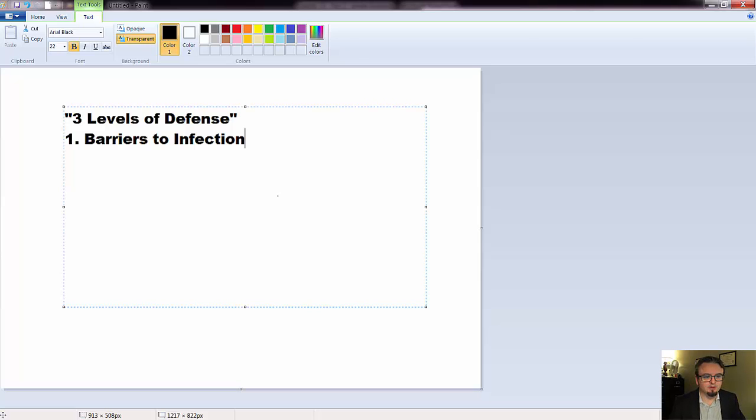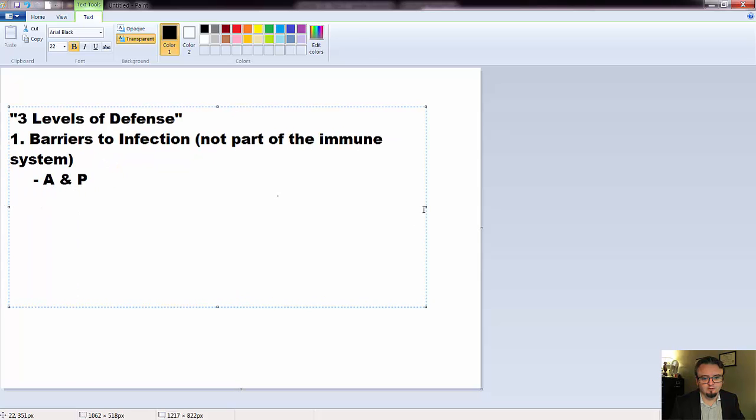So barriers to infection. I always like to put a little side note below each one of these, and I like to just refer to this as AMP, anatomy and physiology, as it has to do with the natural anatomical and physiological structures your body uses. Again, not technically part of the immune system. Speaking technically, this is not actually part of that system. And again, the book goes over this in more detail. We really won't touch on that here in the PowerPoint. It's really going to be something you read about.